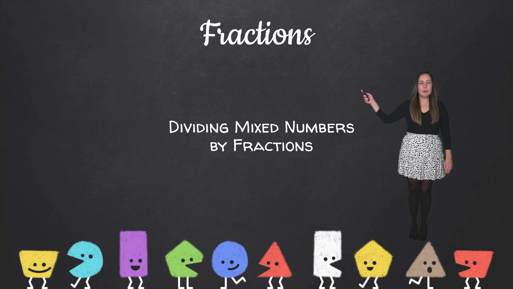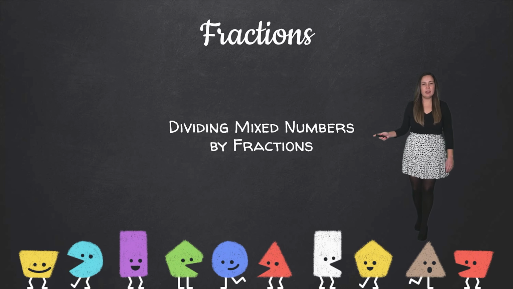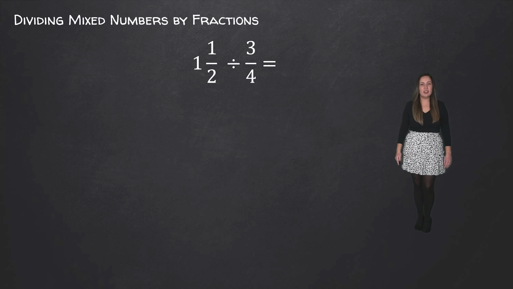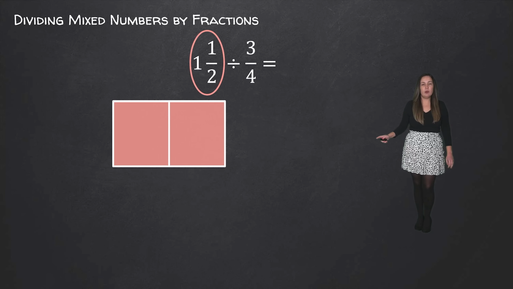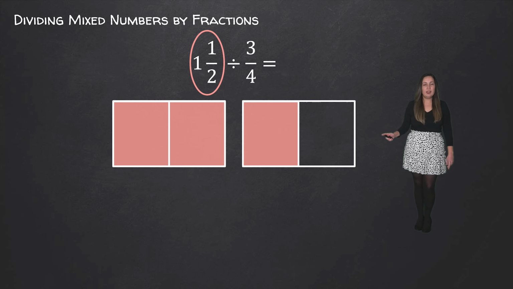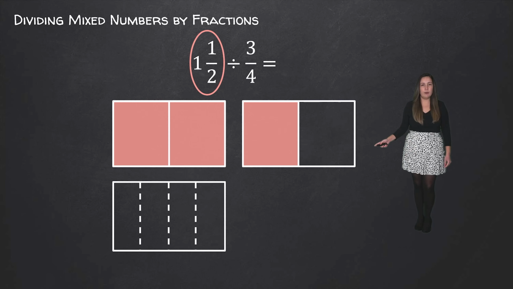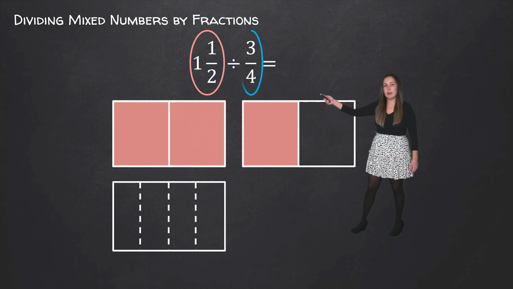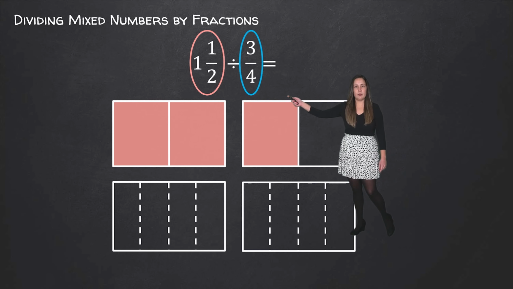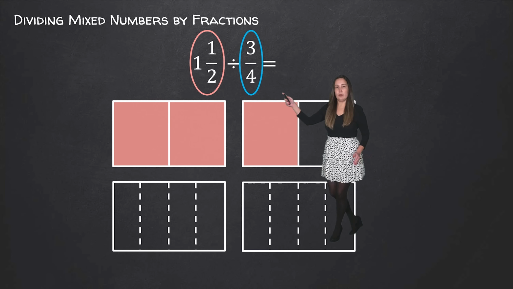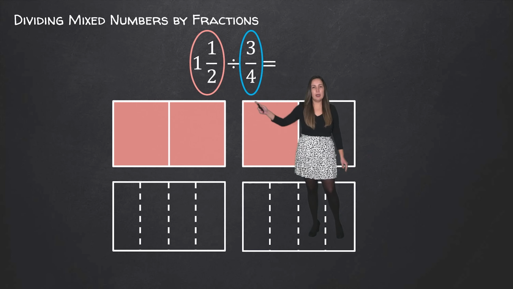Mathematicians. Today we're going to be learning about fractions, more specifically about dividing mixed numbers by fractions. To get us started, we're first going to represent 1.5. So here we have one fully shaded rectangle, and here we have half a rectangle. Underneath that, we're going to represent a model of a rectangle in fourths because we're dividing by 3/4 and the denominator is 4, okay? And essentially, we want to figure out how many 3/4 fit into 1.5, all right?